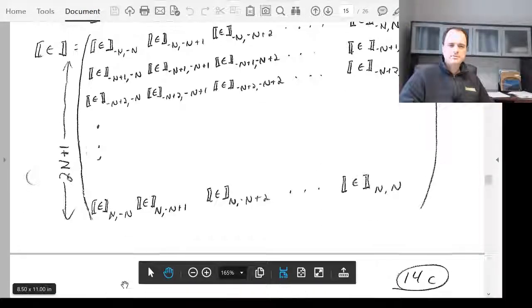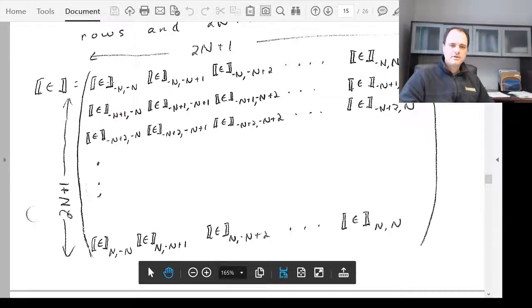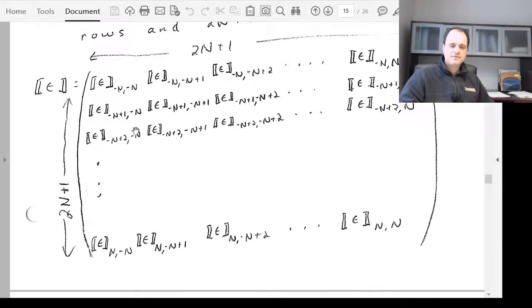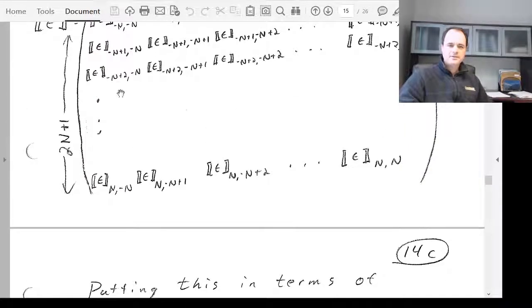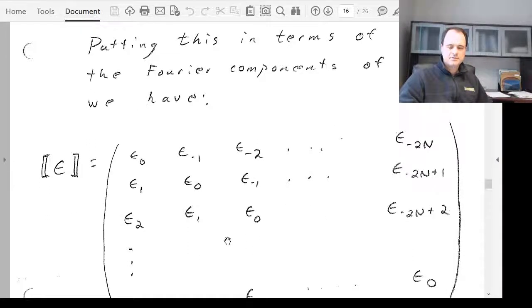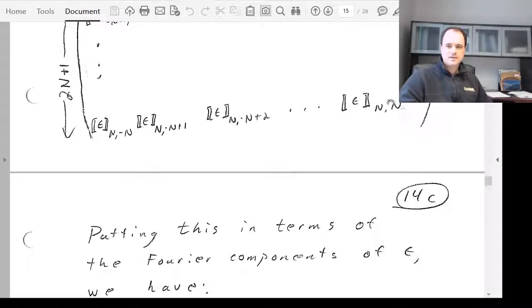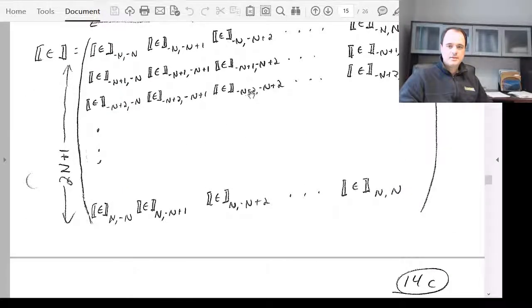Okay? So each one of these components, remember what the Toeplitz matrix is. It's the Fourier component of this minus this. So putting these in terms of the Fourier components, you have epsilon zeros along the diagonal, because it's always the same. Minus n minus minus n is 0. Minus n plus 2 minus minus n plus 2 is 0. So all along the diagonal the index is 0.